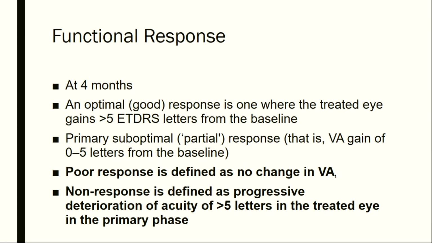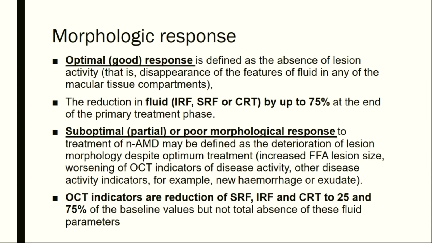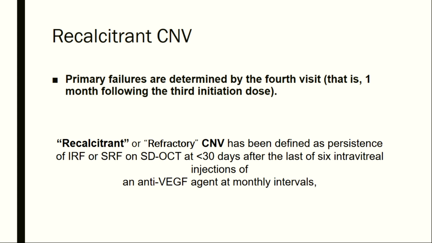Functional response is usually assessed at about 4 months after three monthly injections have been given. Poor response is no change, non responder is a drop in vision, and a suboptimal or good response is probably a gain of more than 5 ETDRS letters. In terms of a quantitative response on OCT, a better than 75% decrease in IRF, SRF, and CRT is a good response. Anything less than 25% decrease is an inadequate response.